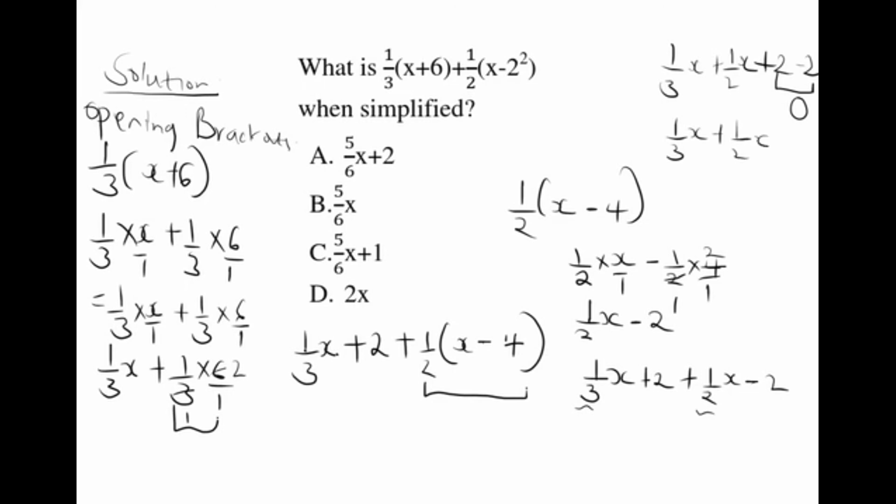We can find the LCM of 3 and 2, which is 6. 6 divided by 3 is going to give us 2, and when we multiply with the numerator, we are going to get 2x. 6 divided by 2 is going to give us 3, and when we multiply with 1, we are going to get 3x. Therefore, it will be 2x plus 3x over 6, which is 5 over 6x. Our expression in its simplest form is 5 over 6x. Our correct choice is B.